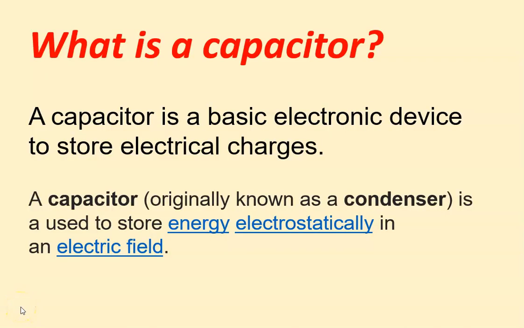A capacitor is a basic electronic device which is used to store electrical charges. Or we can say a capacitor, originally known as a condenser, is used to store energy electrostatically in an electric field. It means it stores energy in the form of an electric field. How a capacitor can store energy in the form of electric field, we will understand with the help of an example.